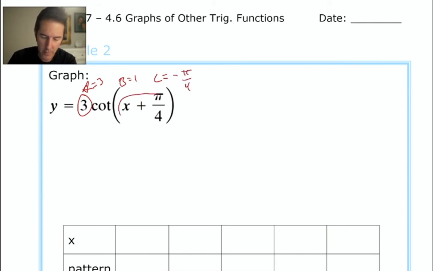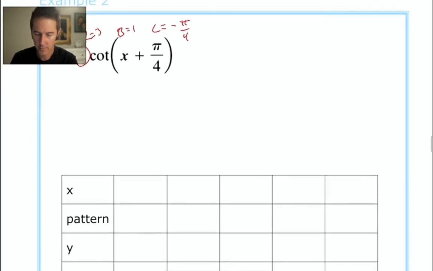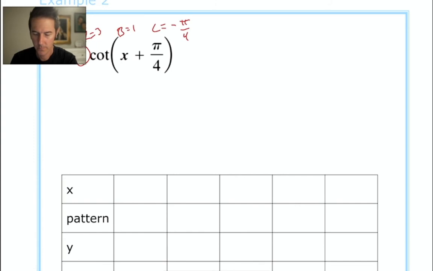Remember, this really says x minus negative pi over 4. The minus negative, it's hiding right here. It looks like a plus sign, but that's not a plus sign. It's a minus negative. All right, so vertical stretch of 3, horizontal shift or phase shift to the left, pi over 4. To the left, your left. And that's it. This one's just a stretch and a horizontal shift. So you're going to have vertical asymptotes at negative pi over 4 and positive 3 pi over 4.